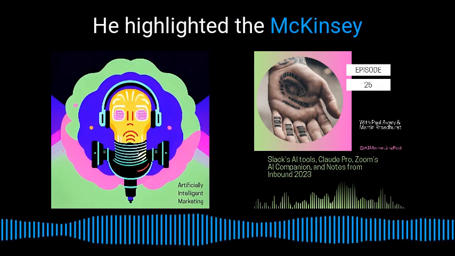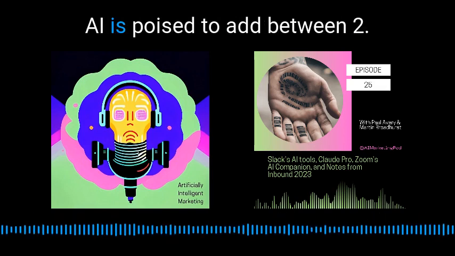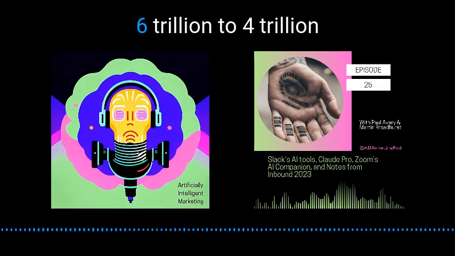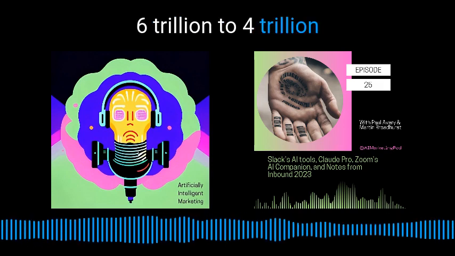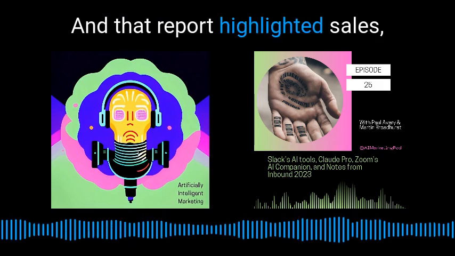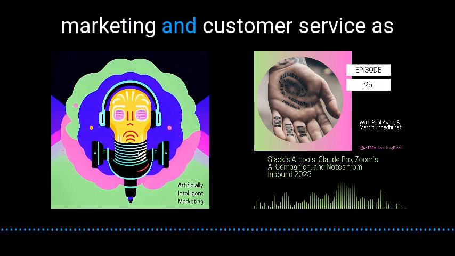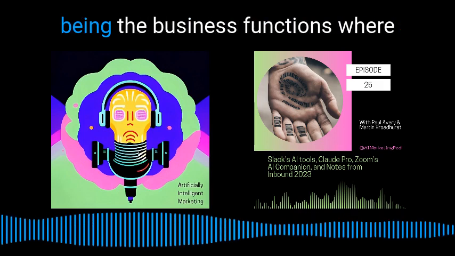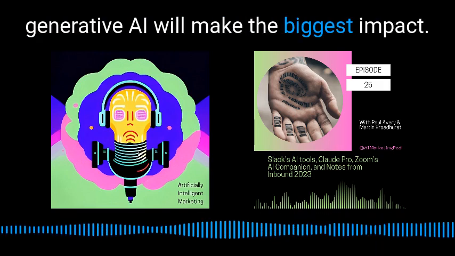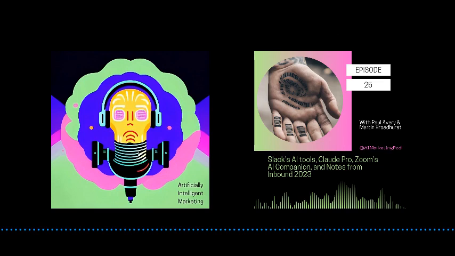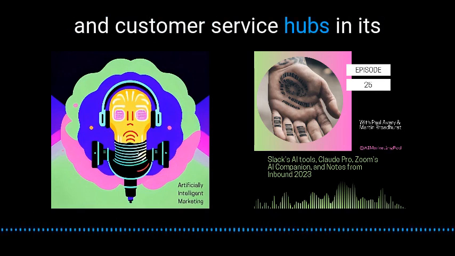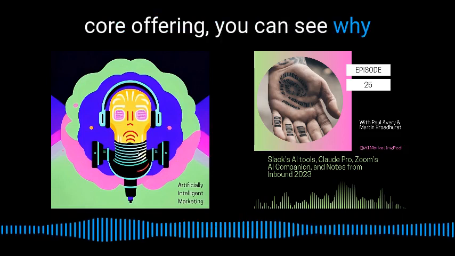He highlighted the McKinsey report that said that generative AI is poised to add between 2.6 trillion to 4 trillion annually across all sectors. And that report highlighted sales, marketing, and customer service as being the business functions where generative AI will make the biggest impact. As HubSpot has sales, marketing, and customer service hubs in its core offering, you can see why they might be excited about this.